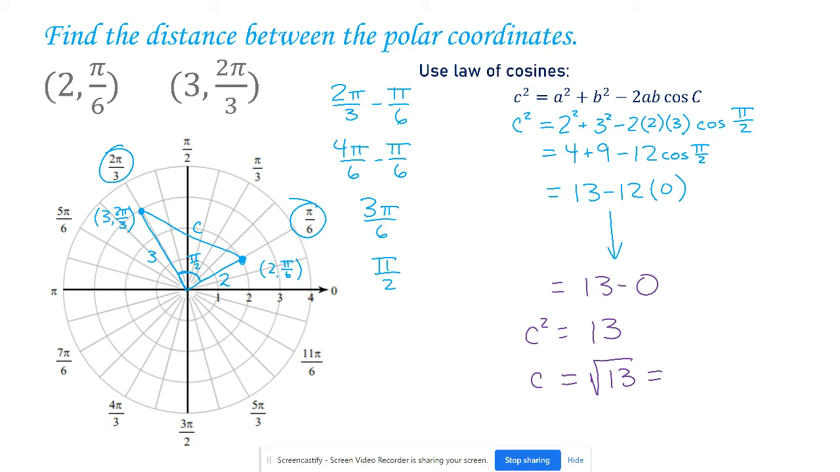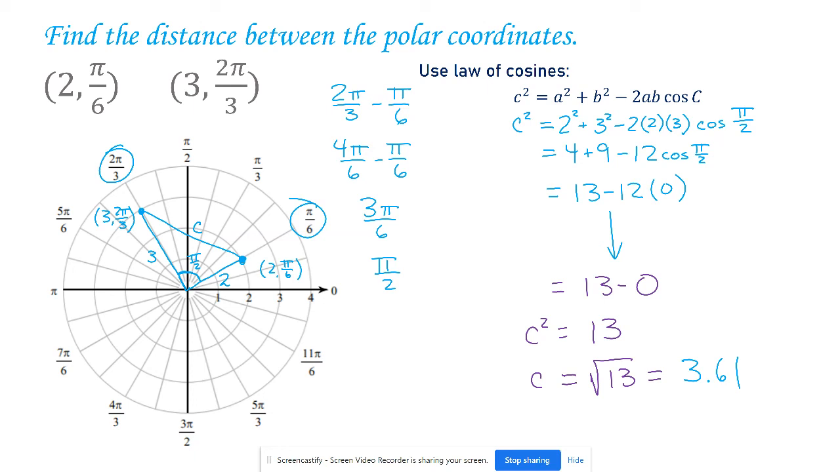Remember, though, this is c squared. So we do have that final step of square rooting that number. So we have to take the square root of 13. And I'm just going to do that on the calculator over here on the side. Square root of 13, if we round to the nearest hundredth, is approximately 3.61. So the distance between those 2 points, whose location we only know through polar coordinates, is going to be 3.61.